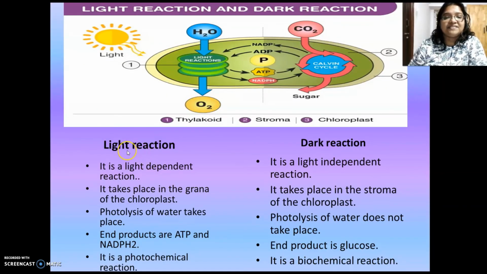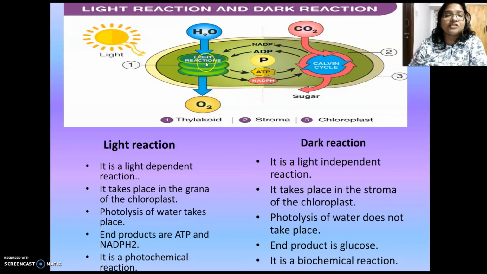Let's see the differences between light reaction and dark reaction. I told you light reaction is dependent on light, whereas dark reaction is independent of light. This is a representation of the granum where light reaction takes place, whereas the dark reaction takes place in the stroma of the chloroplast. And I already told you during light reaction, photolysis takes place. That means splitting of water into hydrogen and oxygen, and that takes place in the presence of light. So photolysis takes place only in light reaction, not in dark reaction.